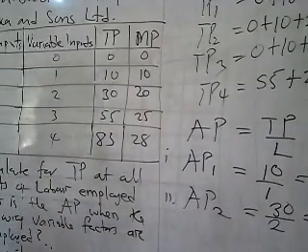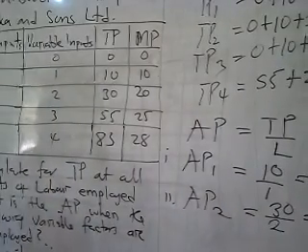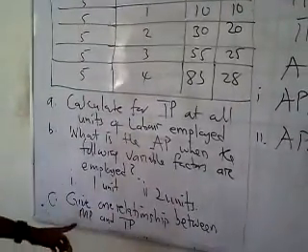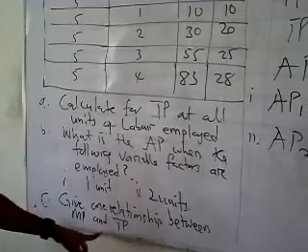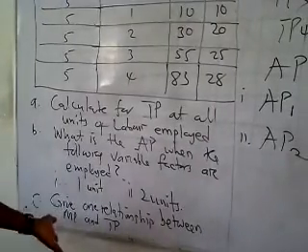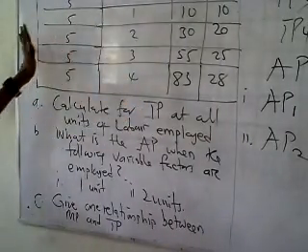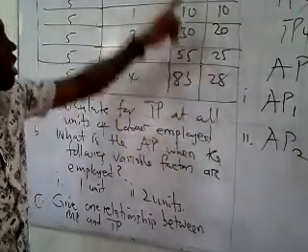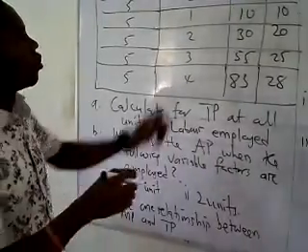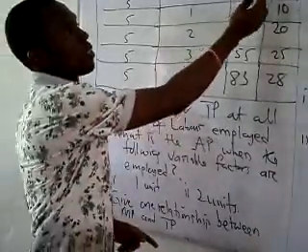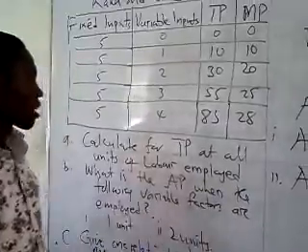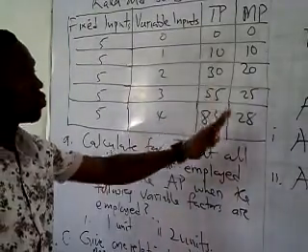The next question says we should give one relationship between marginal product and total product. Here you have to look at the table again. Look at the quantities of the marginal products. So you compare the total product column and then the marginal product column. Let's look at one relationship between the two.